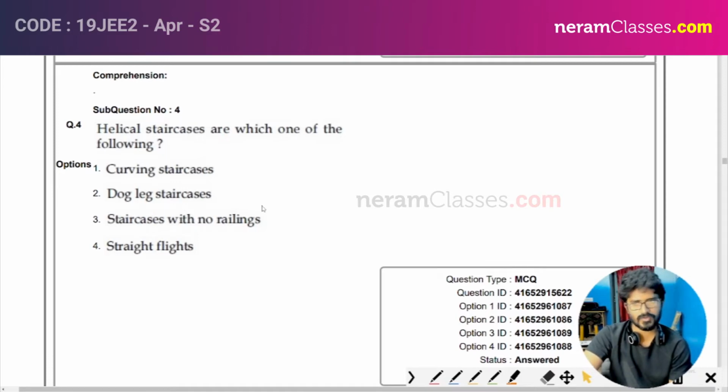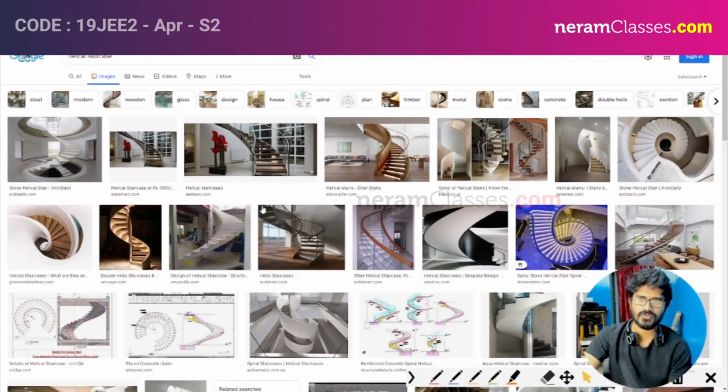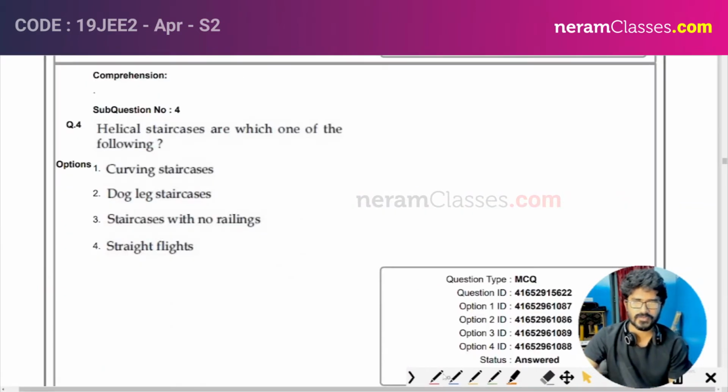So it's better if you know all the other options also, but for this question I'll show you: the helical staircase is nothing but this curved staircase. You can find it here. So the answer for this question is curved staircase.